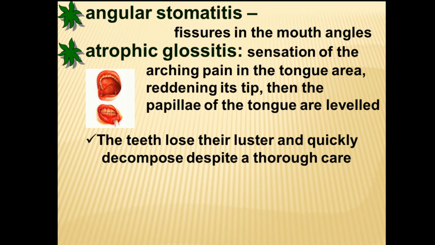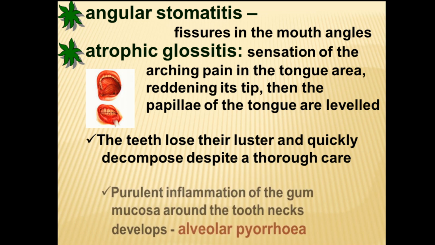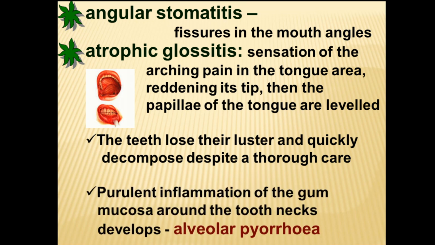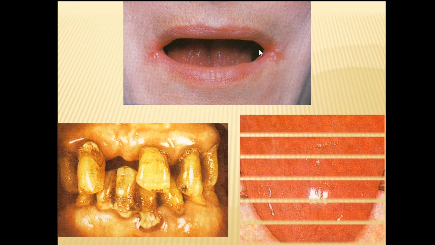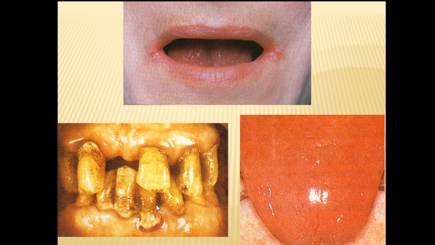Severe problems with teeth, because of easy destruction and formation of caries, and involvement of gums predisposed to purulent inflammation. We are talking about so-called alveolar pyorrhea. From the mouth of the patient may be seen fissures in the mouth angle, you see progressive caries, and you see a smooth tongue with atrophic papillae.